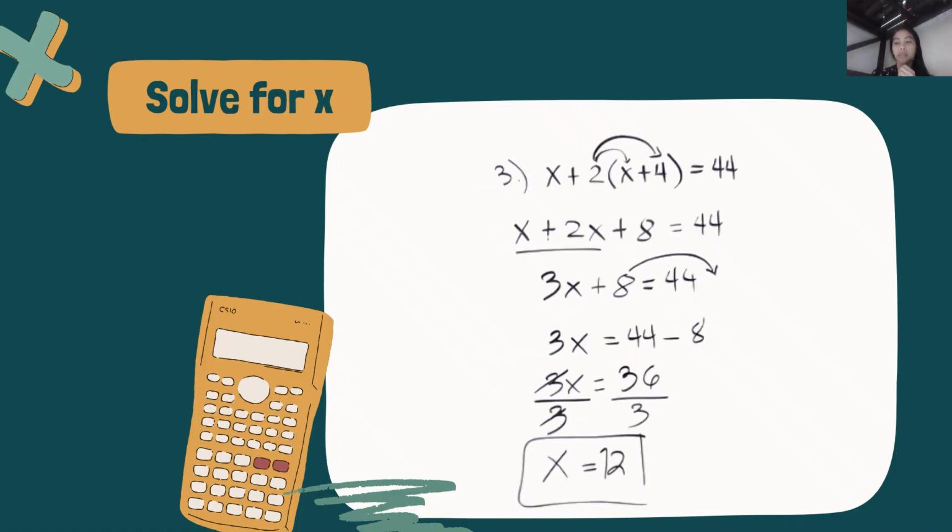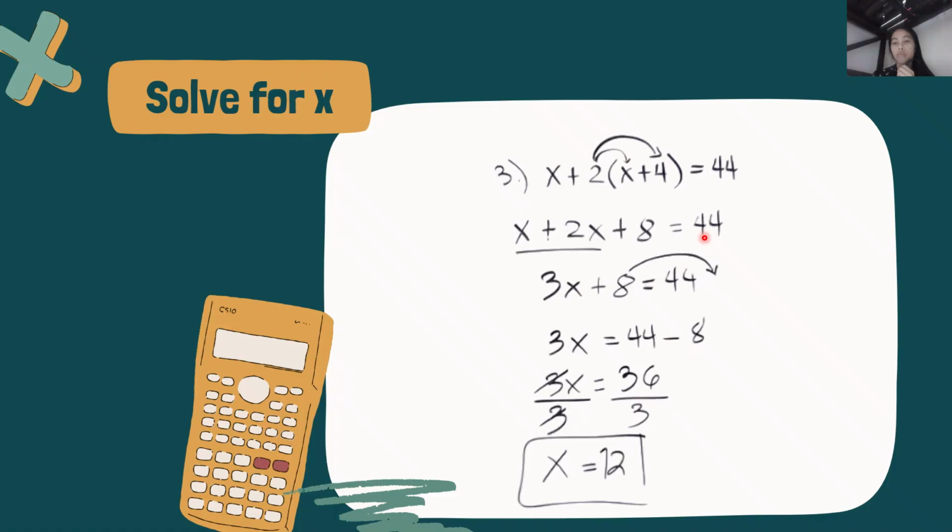So our final example, problem 3, is x plus 2 times the quantity of x plus 4 is equal to 44. So x plus 2x plus 8 is equal to 44. So we multiply the 2 by each term inside the parentheses. So 2 times x will become 2x, and 2 times 4 will become a positive 8.